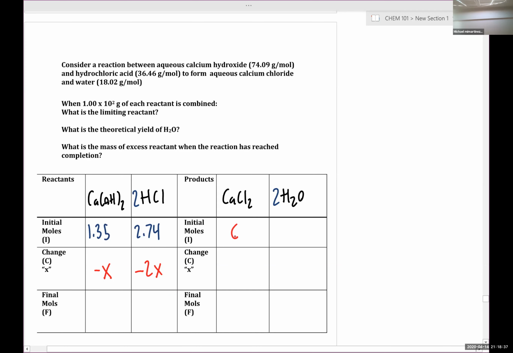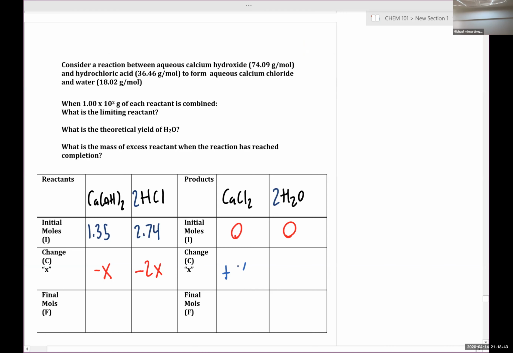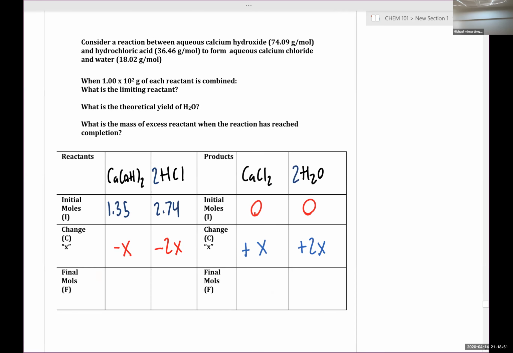Okay, we initially have 0 moles of our product, and we would expect our change coefficient for calcium chloride to be plus x and water to be plus 2x. Wonderful. So far, so good.